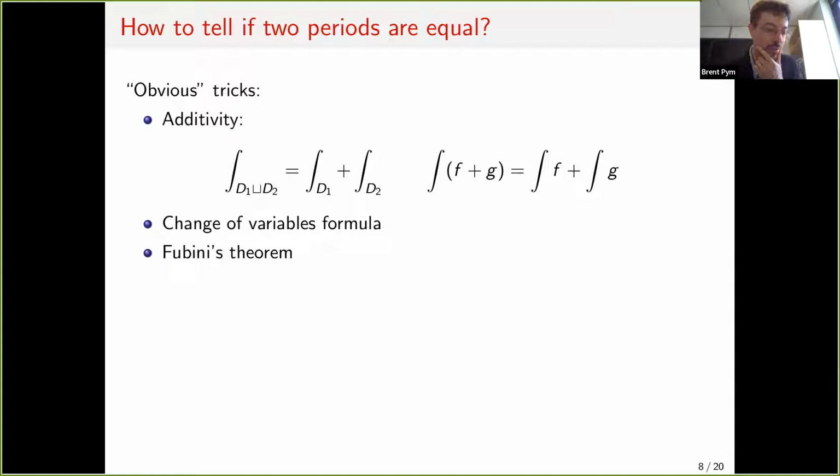There's Fubini's theorem, which tells us that if I have a product, then I can decompose the integral, right? So the integral of a product is a product of the integrals. And then, of course, there's the fundamental theorem of calculus, which is probably the most important of the obvious tricks.